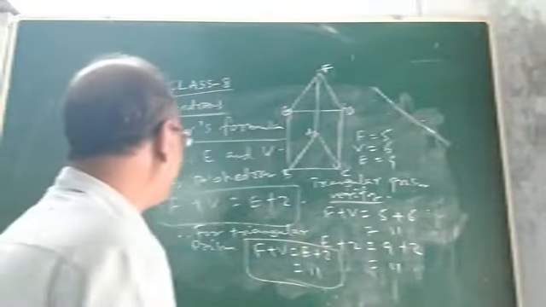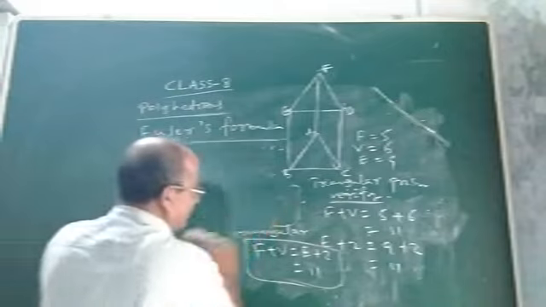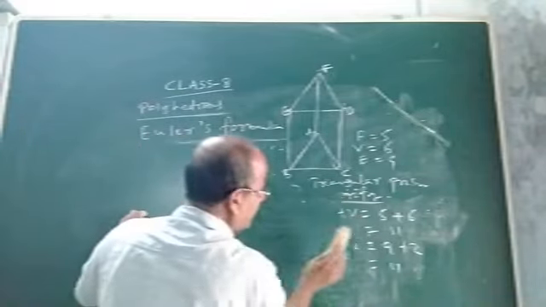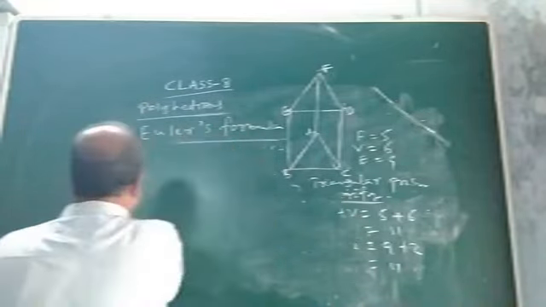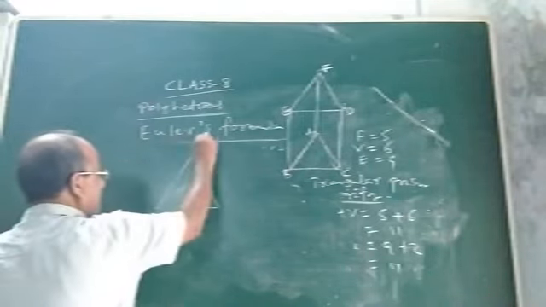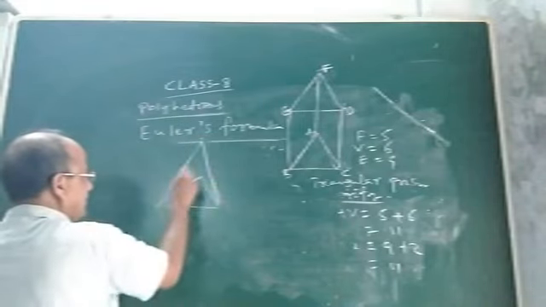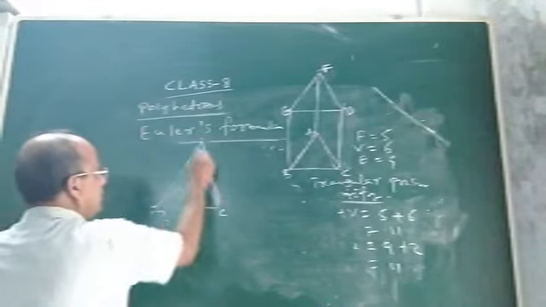Let me discuss another one so that you will understand the thing better. We verified this for a prism, let us verify for a pyramid also. Let us consider one triangular pyramid, say ABCD.